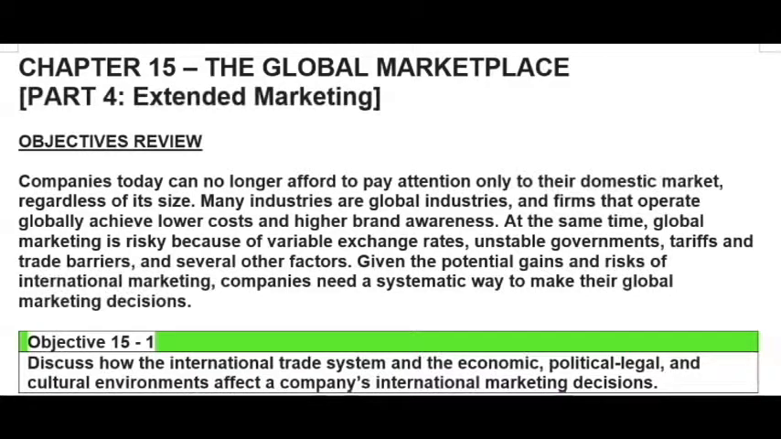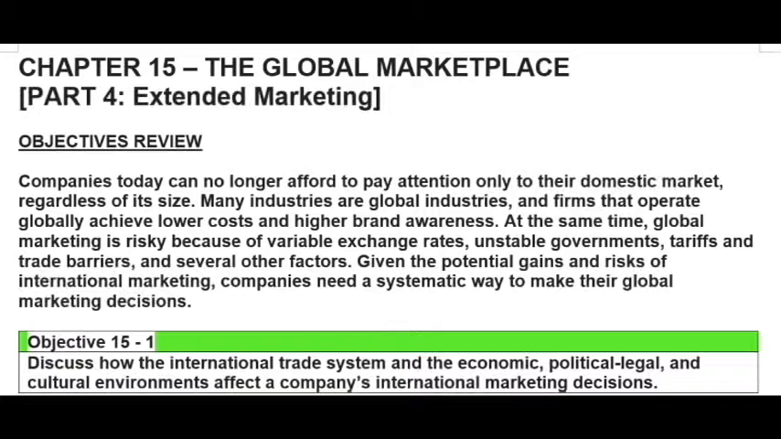Chapter 15, The Global Marketplace. This is Part 4, Extended Marketing. Objectives Review. Companies today can no longer afford to pay attention only to their domestic market, regardless of its size.